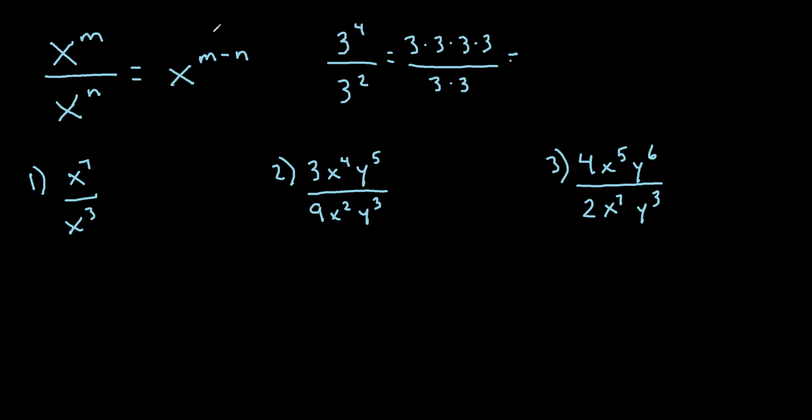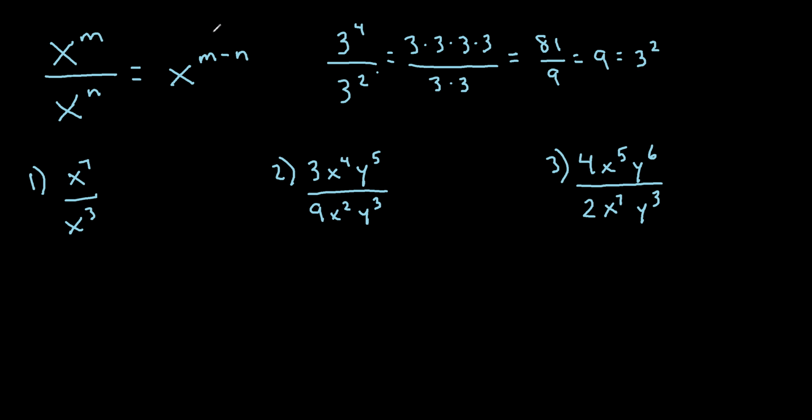So when we actually multiply all that out, we get 3 times 3 is 9, times 3 is 27, times 3 is 81, divided by 3 times 3 is 9. So 81 divided by 9 is just equal to 9. And if we wanted to, we could rewrite that as 3 squared.